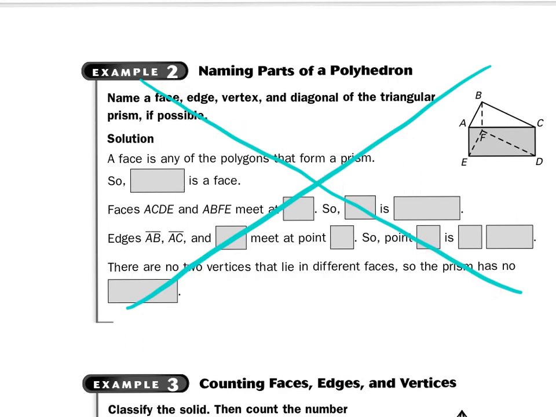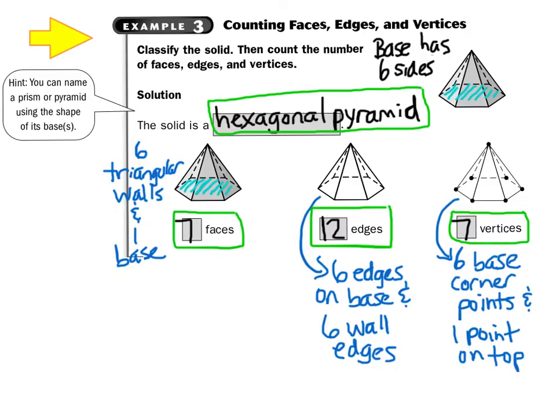Okay, and you can lightly cross off example 2, and this is where you're going to put your movie clue over here. All right, take a look at example 3, counting faces, edges, and vertices. So they want us to classify this solid and then count the number of faces, edges, and vertices. So the way I classify it is I use my blue and I shade the base. And I notice that the base has 1, 2, 3, 4, 5, 6 sides. So a 6-sided shape is called a hexagon. So this is a hexagonal, and then because it has a point at the top, it's a pyramid, not a prism, it's a pyramid.